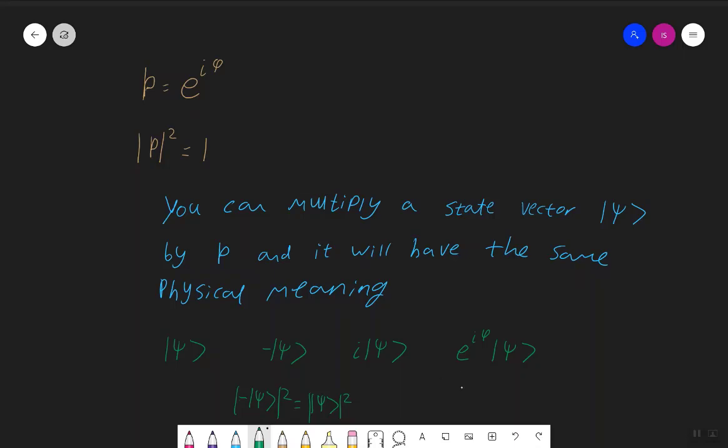Right? And in general, take the norm squared of e to the I phi psi. Well, it's e to the I phi norm squared, which is 1, times psi norm squared. Okay? So, if you multiply something by a phase, it does not change its norm squared.